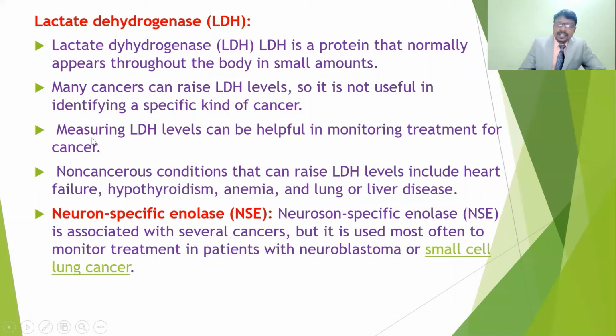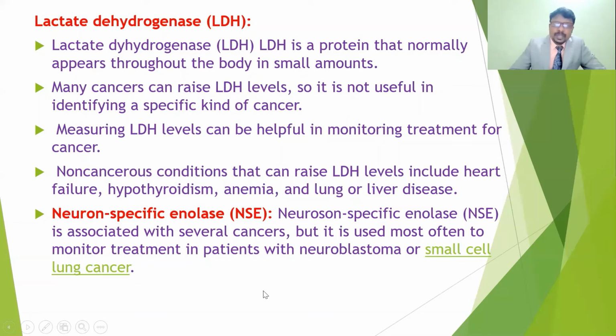Non-cancerous conditions can also raise the LDH, including heart failure, hypothyroidism, anemia, and sometimes lung or liver disease. So this lactate dehydrogenase is going to be increased. And also neuron-specific enolase. This is associated with several cancers, but it is used most often to monitor the treatment of patients with neuroblastoma or small cell lung cancers.